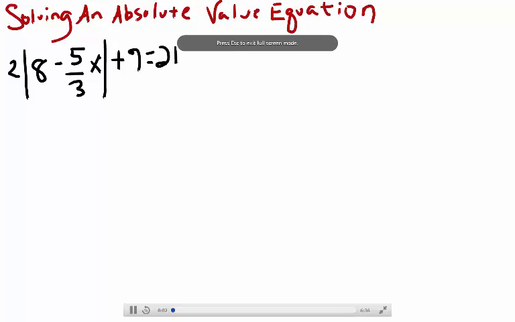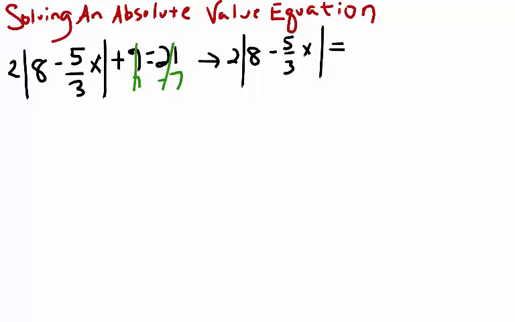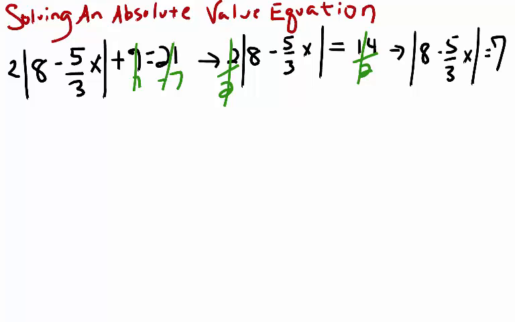In this video, we're going to talk about solving an absolute value equation. When solving an absolute value equation, you want to start by isolating the absolute value portion on one side of the equation and moving all constants to the other. So I'll start by subtracting 7 from both sides. This gives me 2 absolute value of 8 minus 5/3 x equals 14. Now I'll divide 2 from both sides. This leaves me with the absolute value of 8 minus 5/3 x equals 7. And we've isolated our absolute value piece on the left.